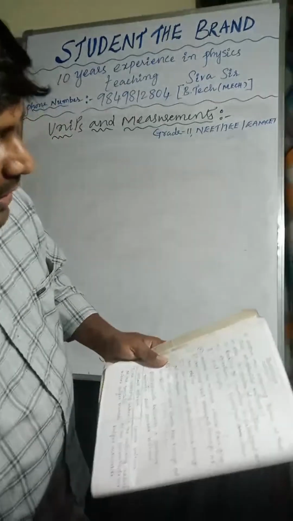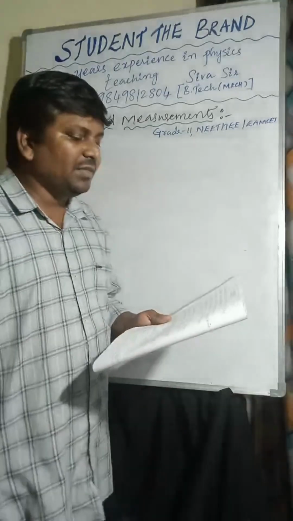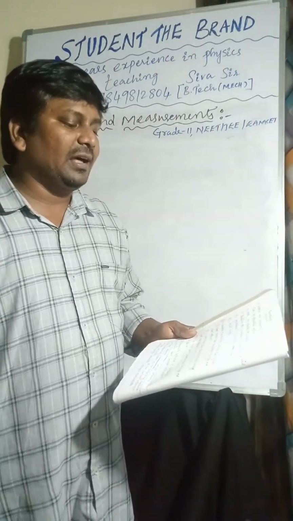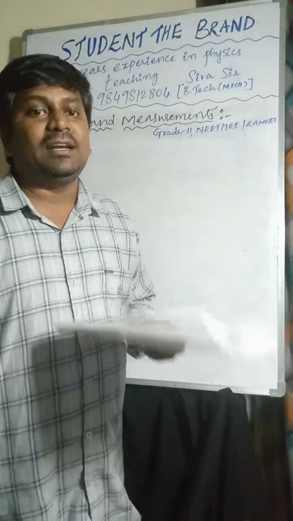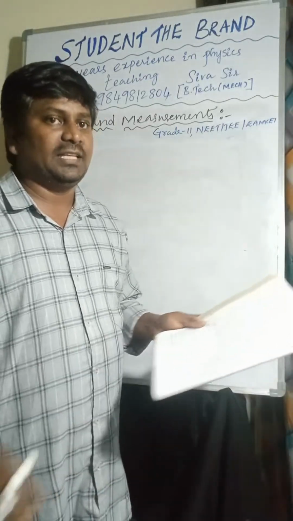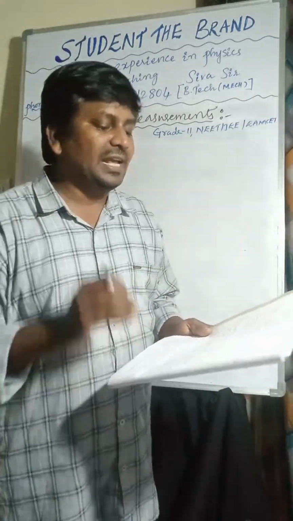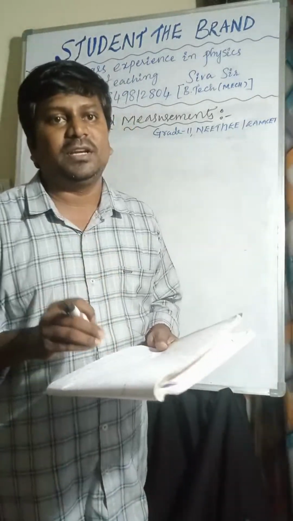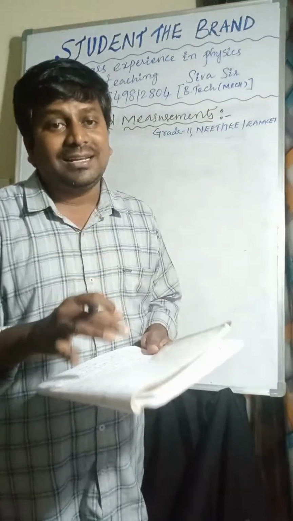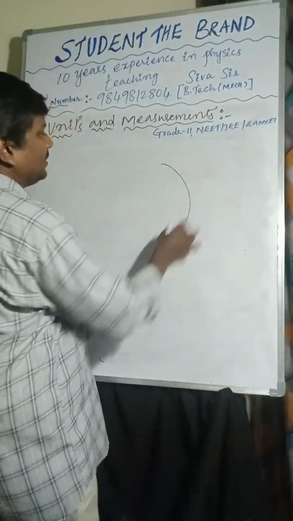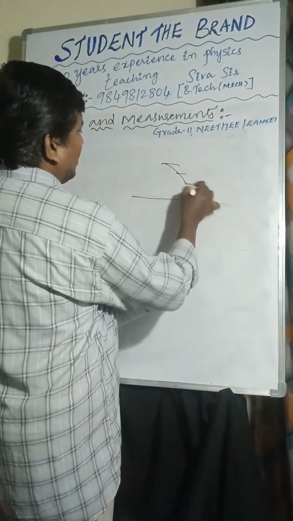Name the mirror which can give an erect and enlarged image of an object. Here you can see, name the mirror which can give an erect and enlarged image of an object. So where will you get an erect and enlarged image? Concave mirror. So you are taking the concave mirror like this.